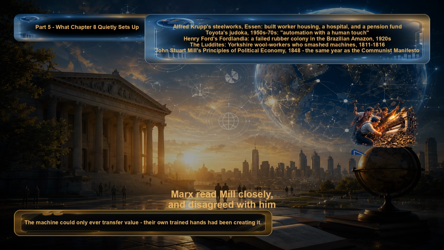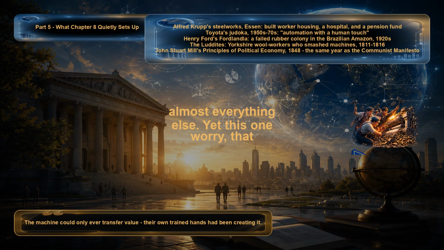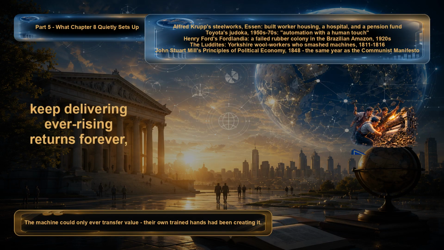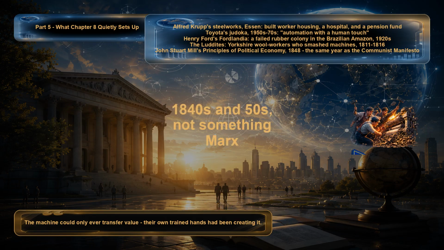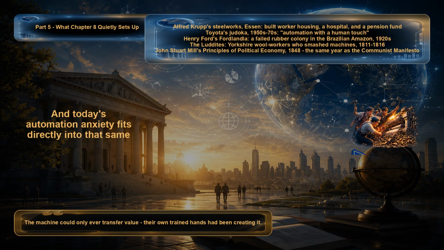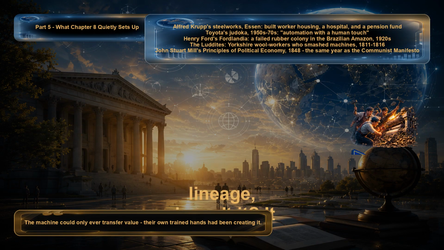Marx read Mill closely and disagreed with him on almost everything else, yet this one worry, that something about accumulating machinery might not simply keep delivering ever-rising returns forever, was very much in the intellectual water of the 1840s and 50s, not something Marx invented from nothing. And today's automation anxiety fits directly into that same lineage, doesn't it?